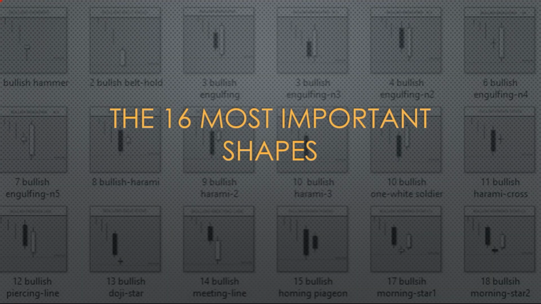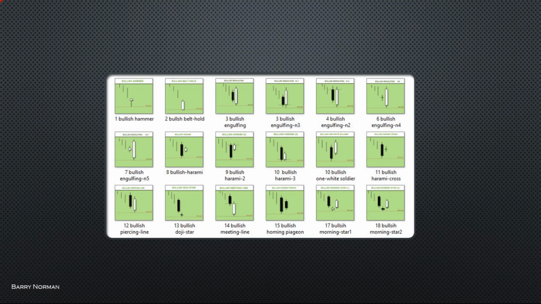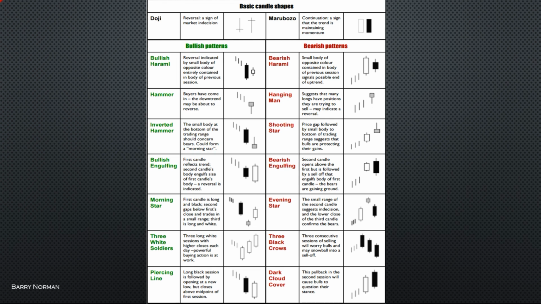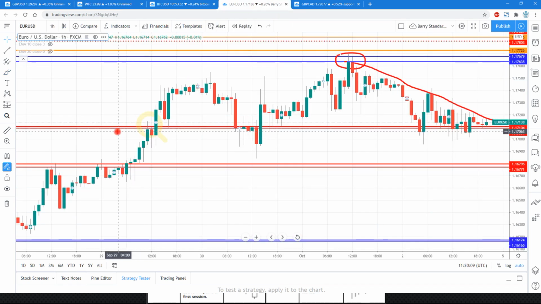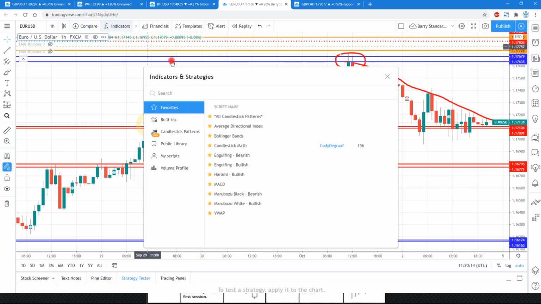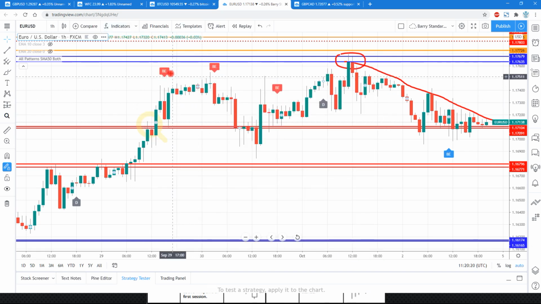So if you're going to do pattern recognition, there's 16 very important shapes you have to learn to recognize all the time. And there are lists that go on and on forever. Fortunately, today our charting methods, or our modern HTML or Java charts, have made this a little bit easier, because I can go up here and click on all candlestick patterns, and tell the computer just to find them for me, and they put them right on my chart.